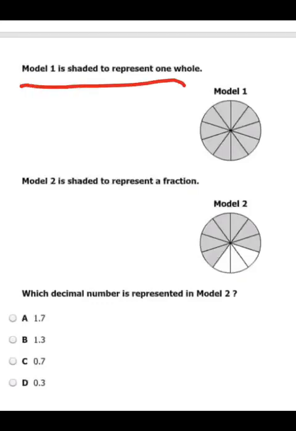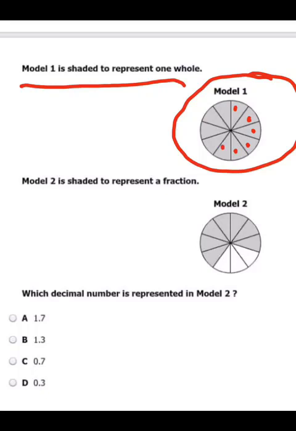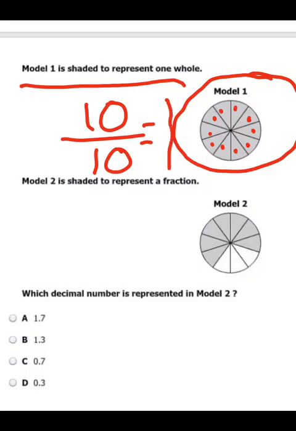Let's take a look at this question. It says, Model 1 is shaded to represent 1 whole. Well, this here is Model 1. So this is 1 whole. It's 1, 2, 3, 4, 5, 6, 7, 8, 9, 10 pieces. And all 10 are shaded in. So it's 10 out of 10, which is equal to 1 whole.